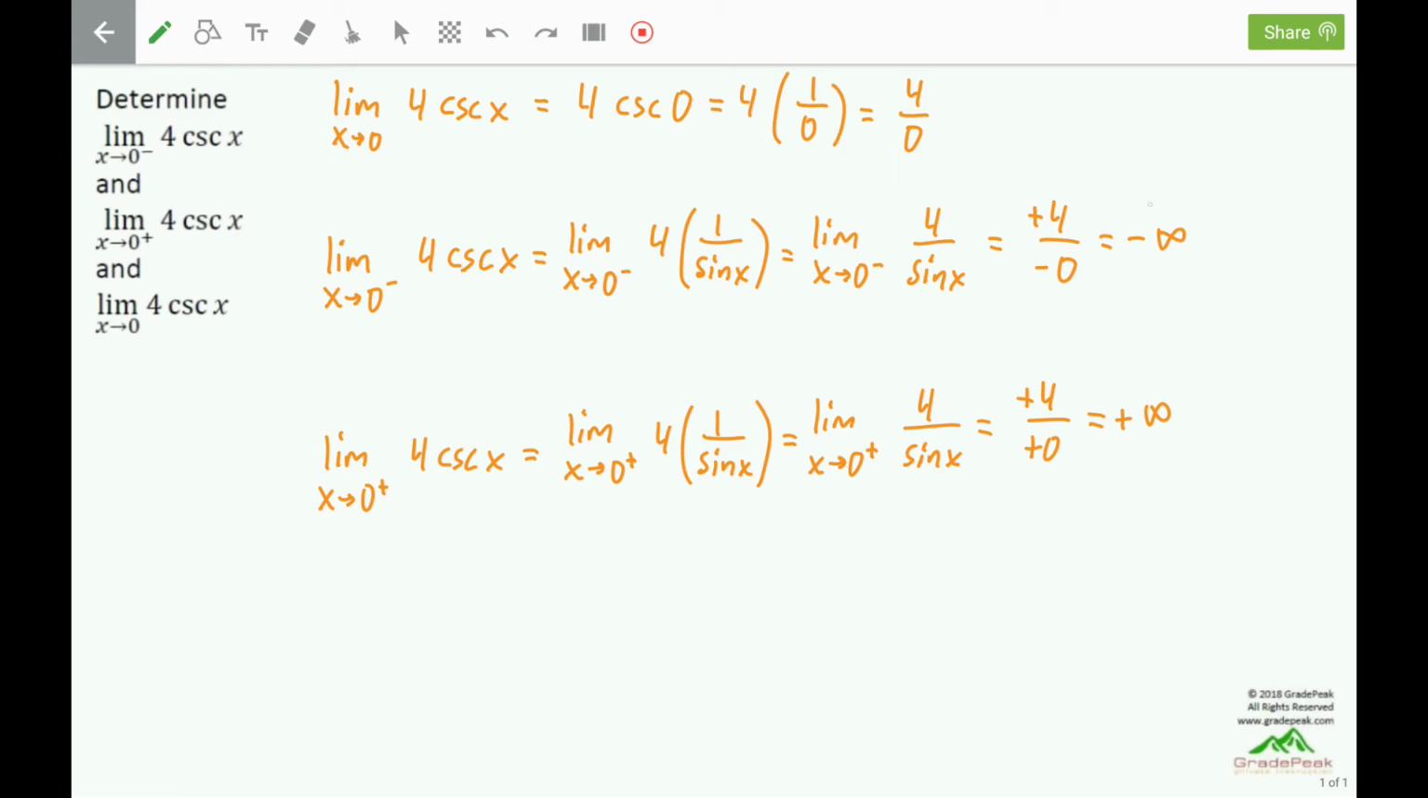The two-sided limit depends on the results of the two one-sided limits. They do not match each other here, so the two-sided limit up above will be does not exist. And there's the result of the 3 different limits.